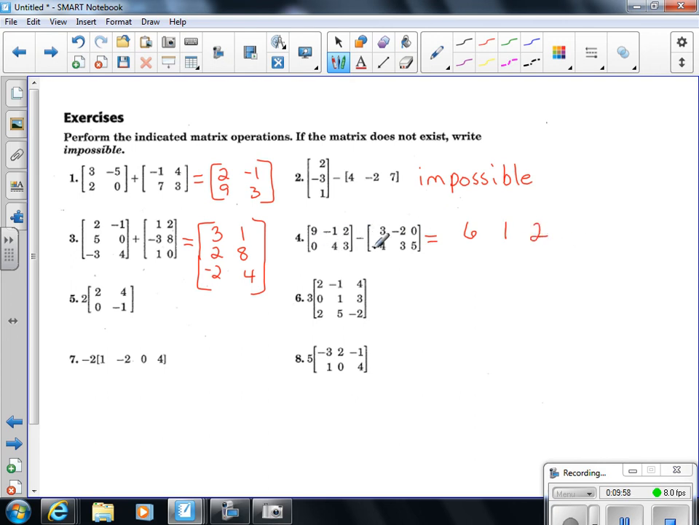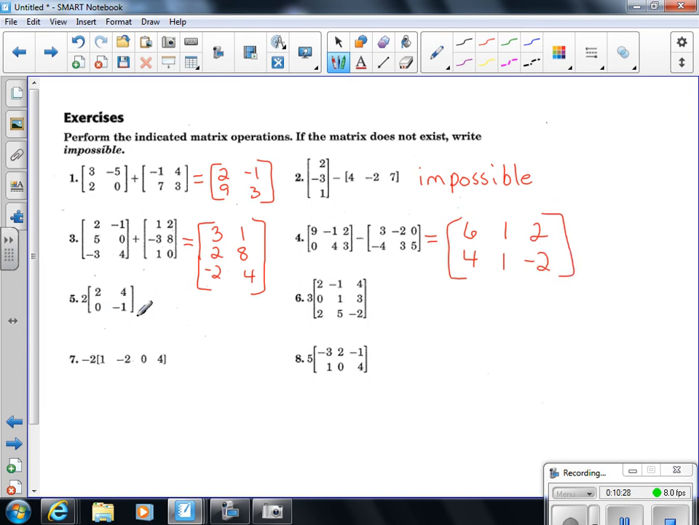0 minus a negative 4, it'll be positive 4. 0 minus 3, negative 3, or excuse me, wrong one. 4 minus 3 is 1. And then 3 minus 5, negative 2. And that's your solution.